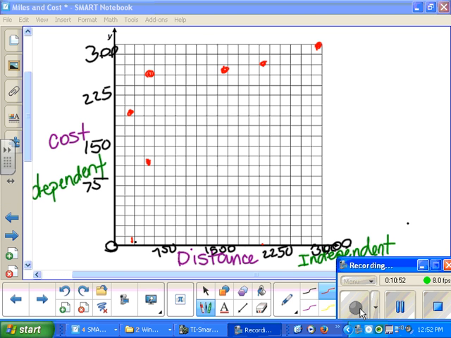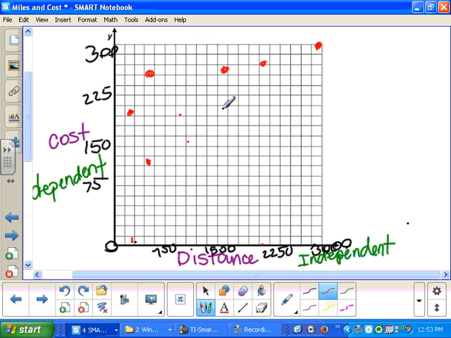Can we tell a trend or a pattern? What's happening? What's going up? What does the point mean? As distance increases, what happens to the cost? They're all both going up, right? Look up here and listen. As distance increases, cost is increasing.